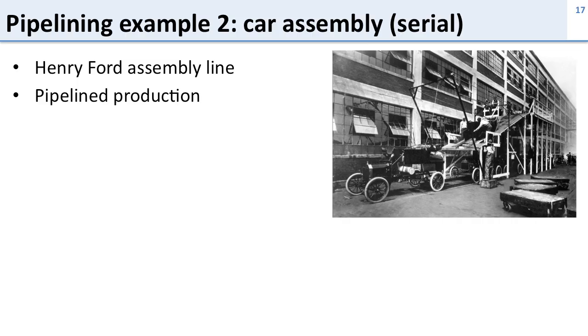Another example is producing cars. So Henry Ford is famous for this, for doing pipeline production, an assembly line in a factory. And here you can see a bunch of cars being assembled. They're all in a line, and at each stage, a car gets another part.